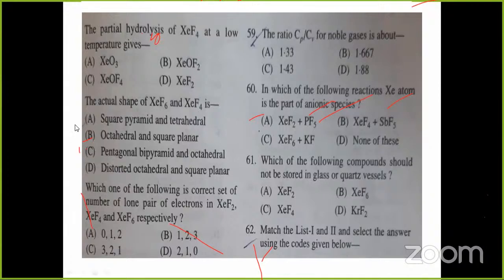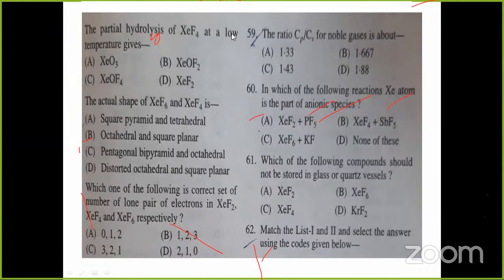Okay. B. Which one answer? B. Xenon F6, I said earlier, pentagonal bipyramidal. No, not pentagonal bipyramidal. What did I say? I said with lone pair, distorted. B, sir, option. Actual shape, you said. Yes. B, sir. Octahedral and square planar. This D is the right answer. Distorted octahedral and square planar.